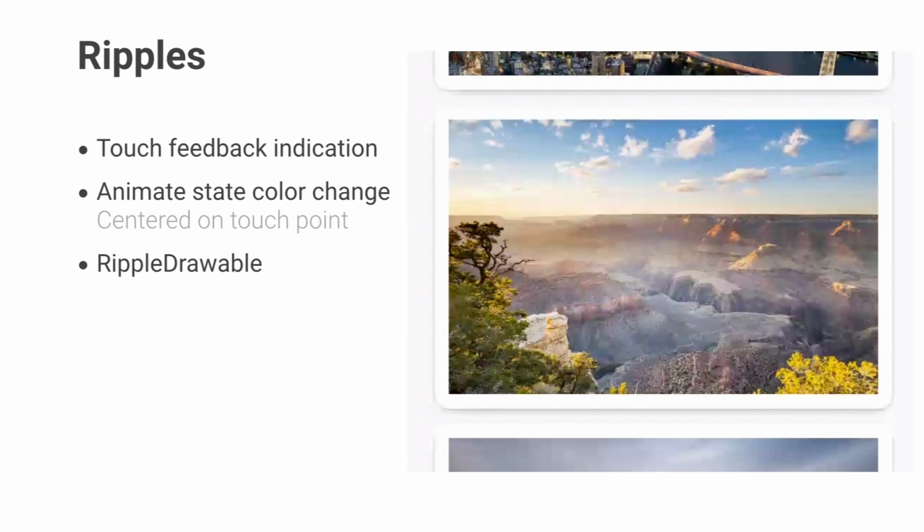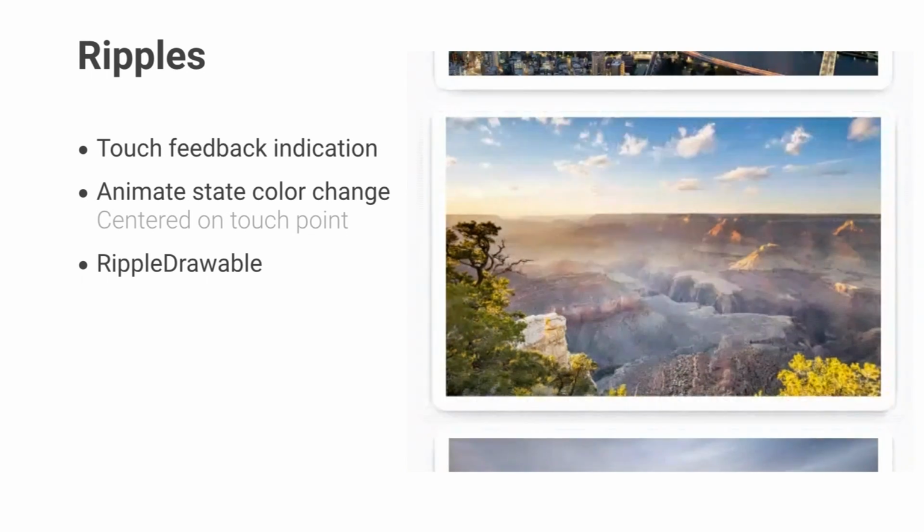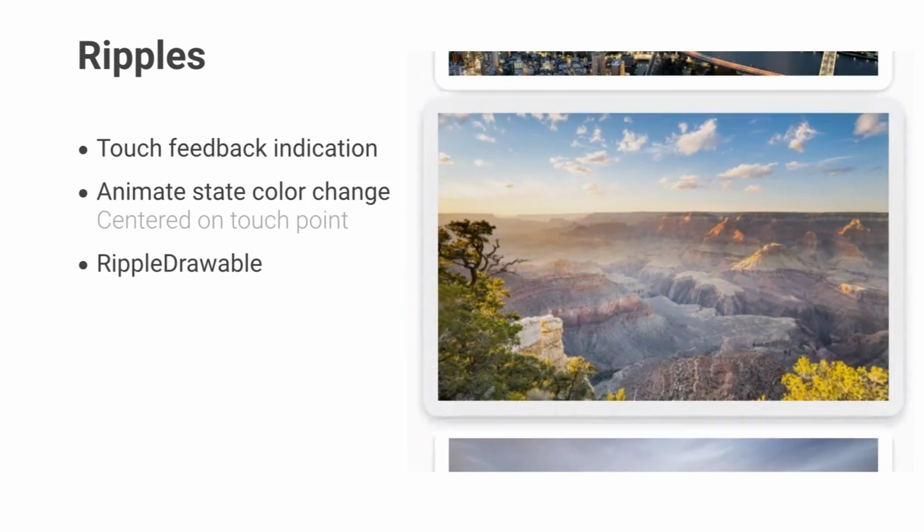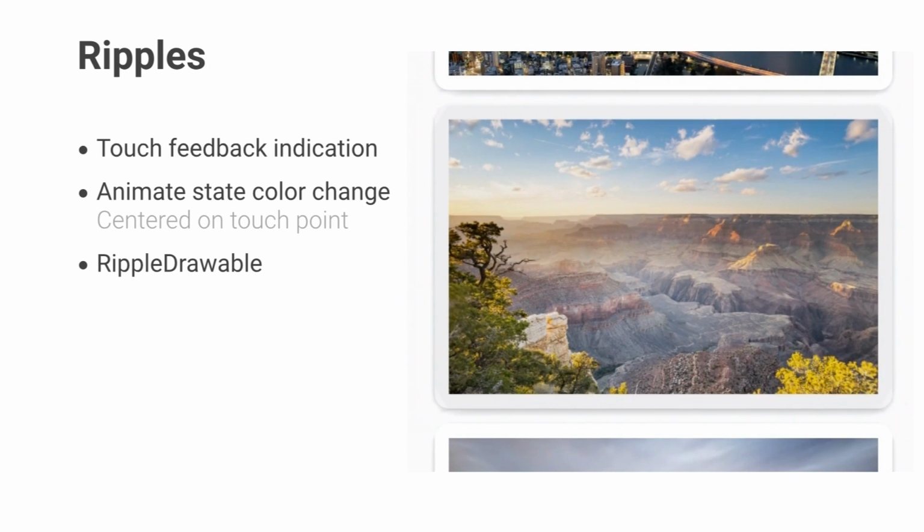So Ripple Drawable, it's the new class. You can use it directly. There's other ways that you can opt into this behavior, and the standard widgets have it built in. So you can see the ripple behavior here. Is that coming across on the screen? I think so. And then if you stare at it long enough, maybe you'll have a seizure.